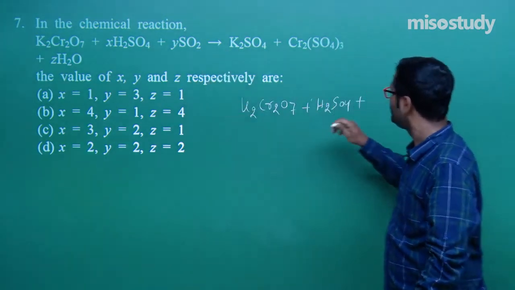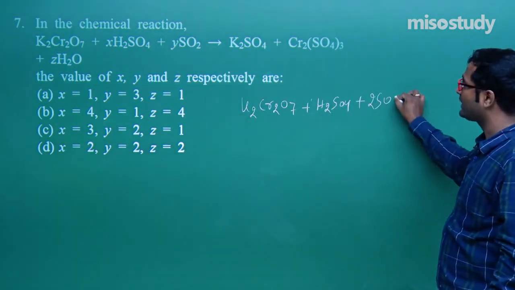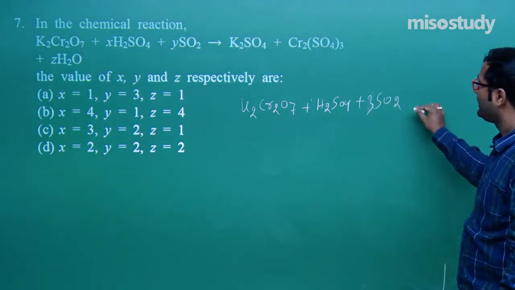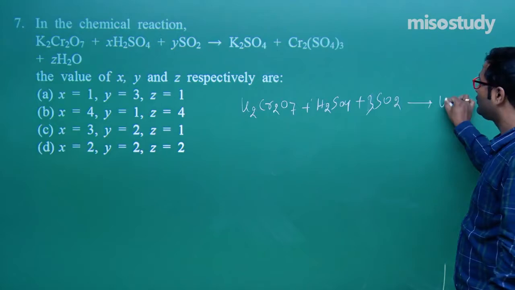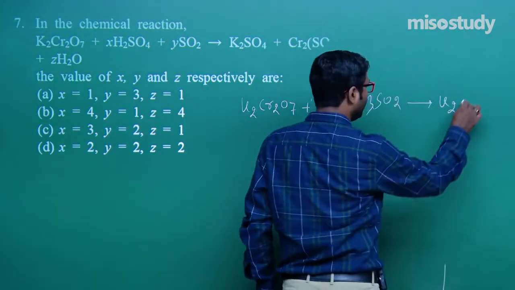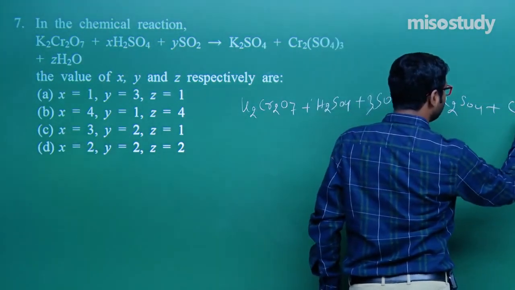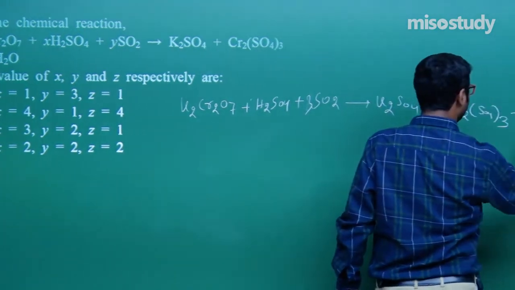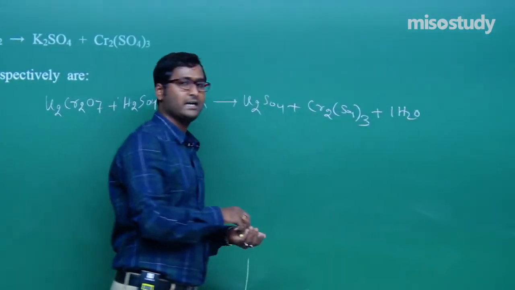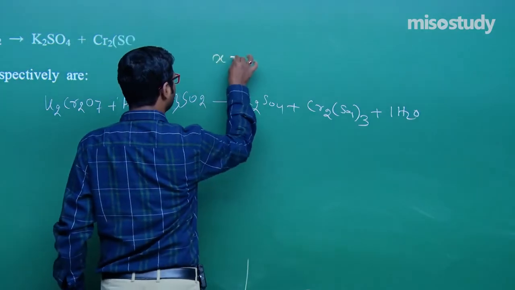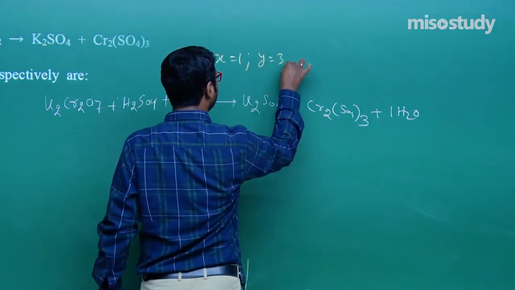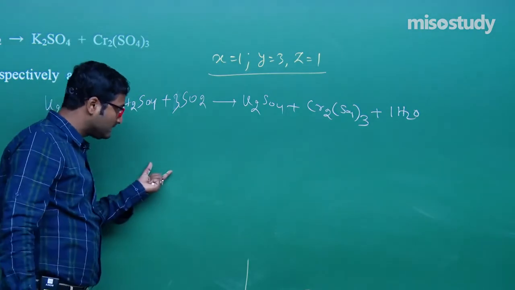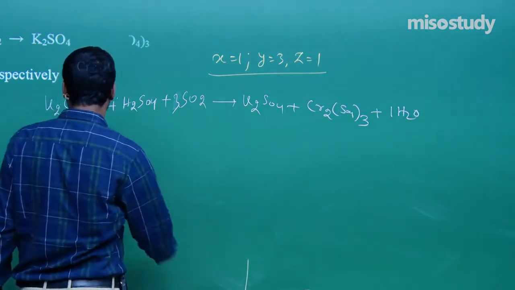Y is equal to 3, put here 3, SO2, which gives K2SO4, then Cr2(SO4)3 and plus 1 H2O. Because I have taken the hit and trial method, x is equal to 1, y is equal to 3 and z is equal to 1. Now after putting, look at whether this is a balanced equation or not. Check it out.